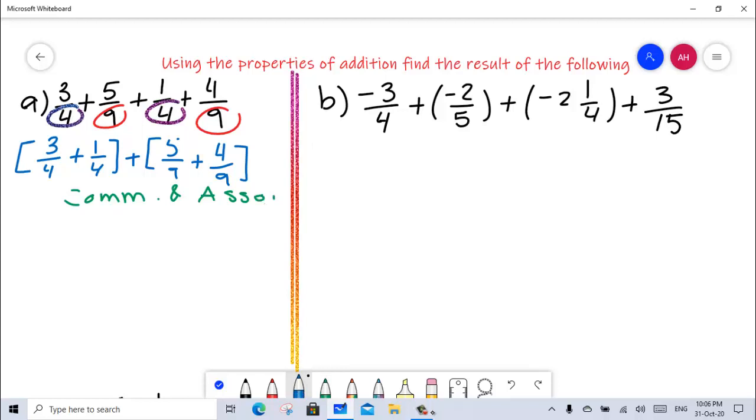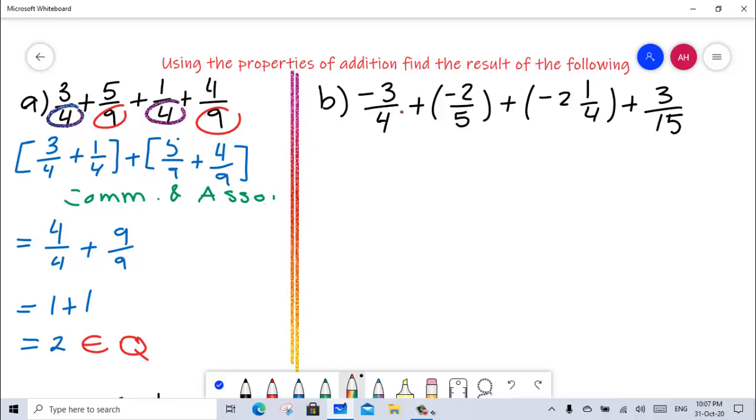Now, 3 over 4 plus 1 over 4 is equal to 4 over 4. And 5 over 9 plus 4 over 9 is equal to 9 over 9. This is equal to 1 plus 1, and my final result is 2. And don't forget to write that this 2 belongs to rational numbers Q. Let's go now for number B. Negative 3 over 4 plus negative 2 over 5 plus negative 2 1 over 4 plus 3 over 15.